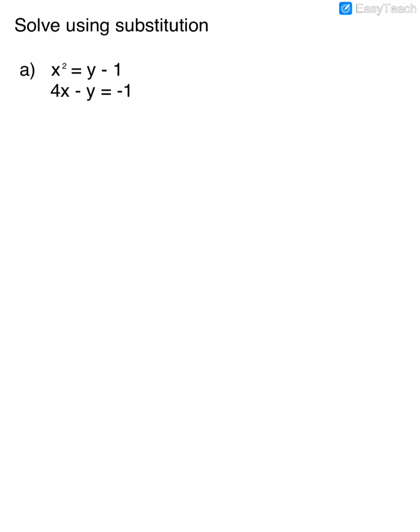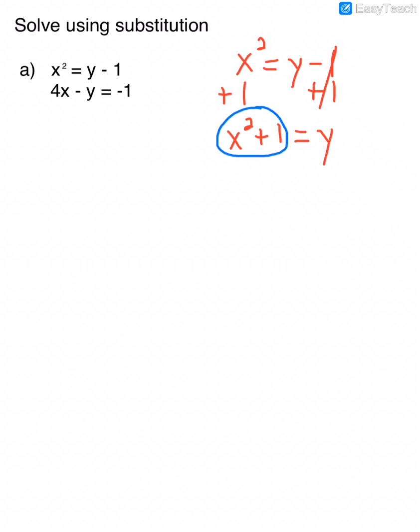So if I take this first equation, x squared equals y minus 1, if I want to isolate y, I'm going to add 1 to both sides of the equation. So this gives me x squared plus 1 equals y. Now I'm going to take what y is equal to and substitute that into the other equation for y.